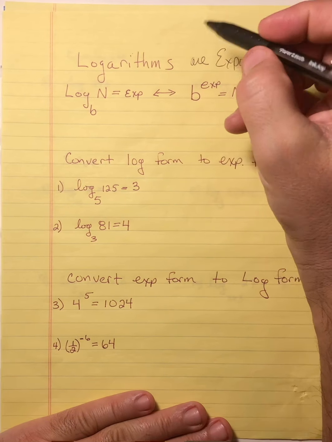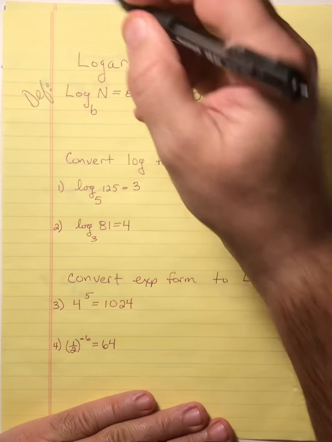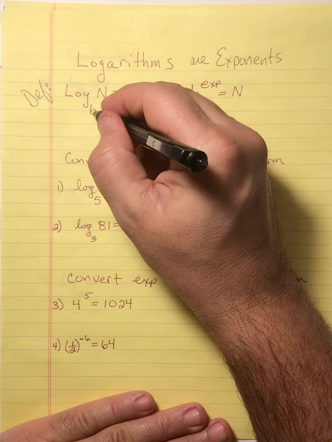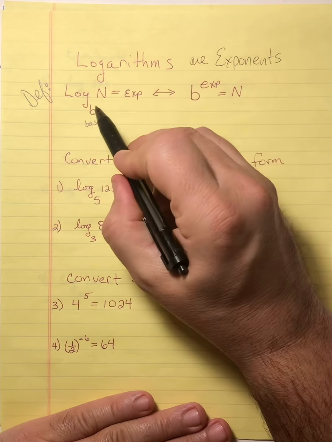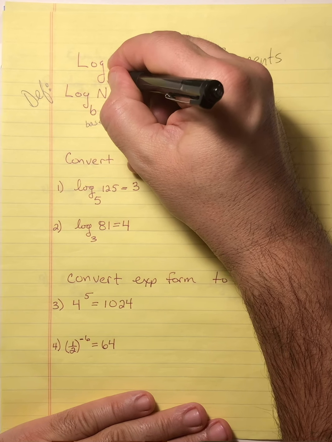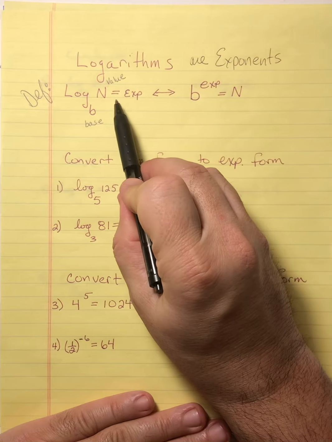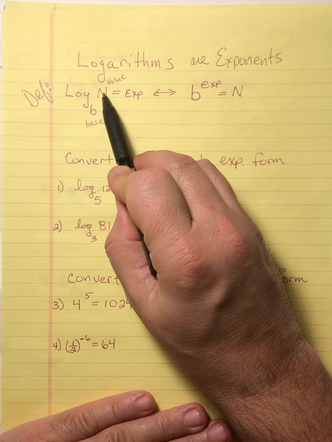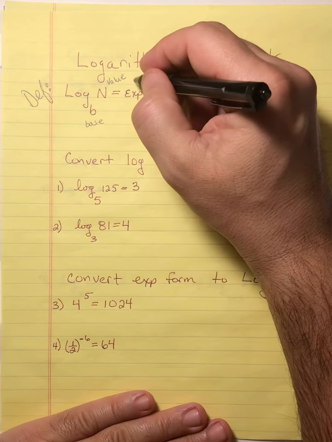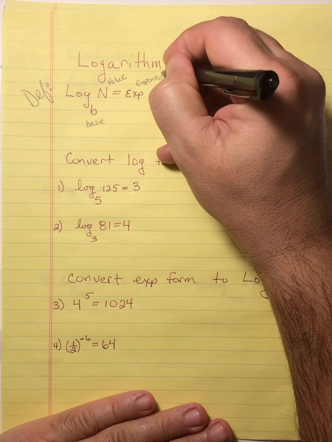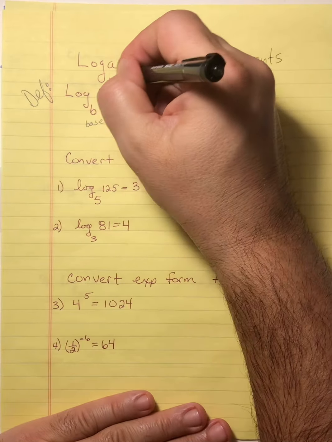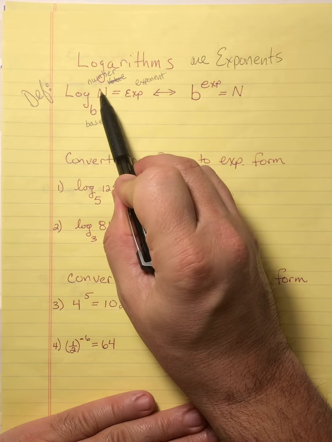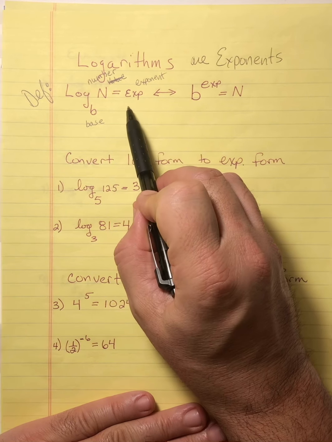Okay, look at our definition of a log. Here's our definition of a log. In order to read this, we say log base b, so that's your base, of the number, or the value, equals the exponent. There's your exponent right there. So log base b of the number equals the exponent. That's how we read it.